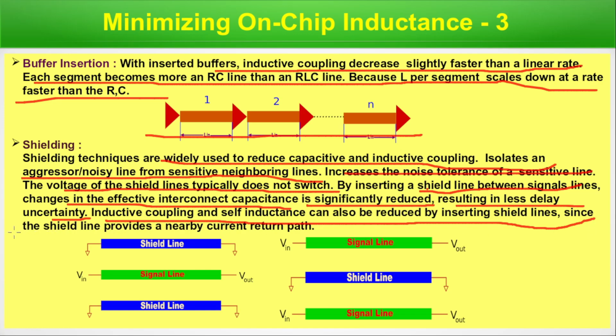So here a shield line is on both sides of the signal line, and here a shield line is in between two signal lines. So it actually reduces coupling, and obviously the delay is decreased. Let's move to the next slide.